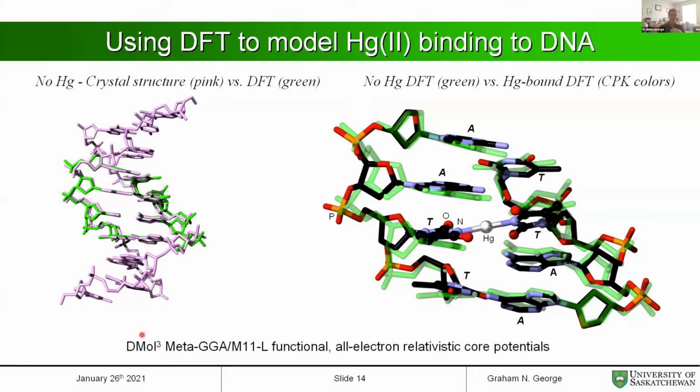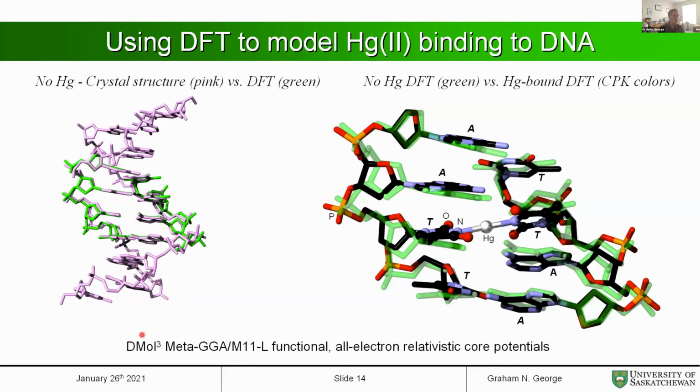Now, DFT is notoriously poor at modeling weak intermolecular interactions, things like dispersion, things like the pi-pi stacking of base pairs in DNA. And if you use an ordinary functional in DFT to do this kind of calculation, you'll find that it'll just fly apart. DNA won't hold its tertiary structure.